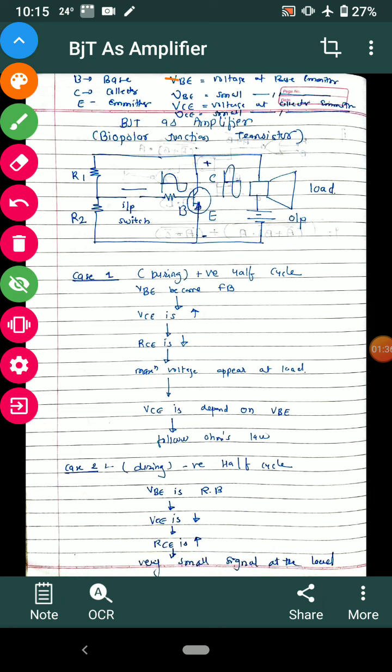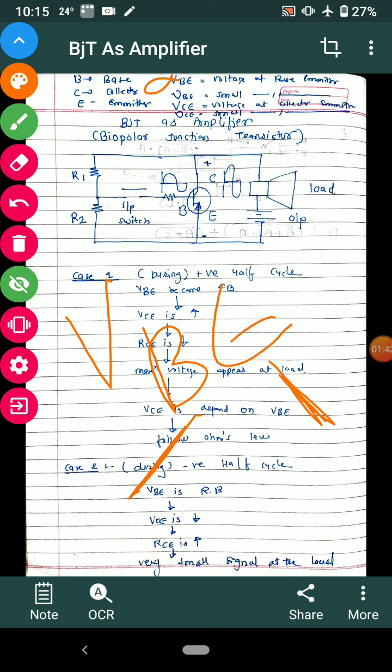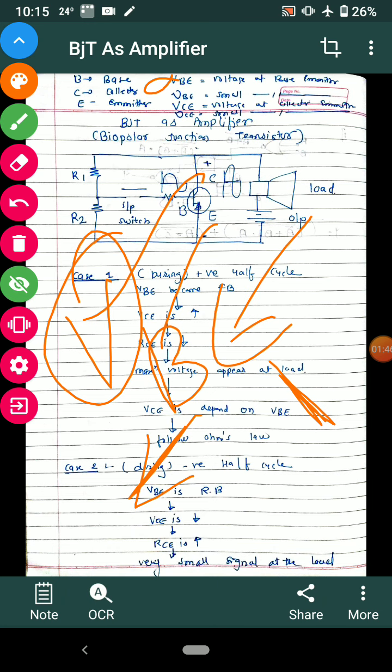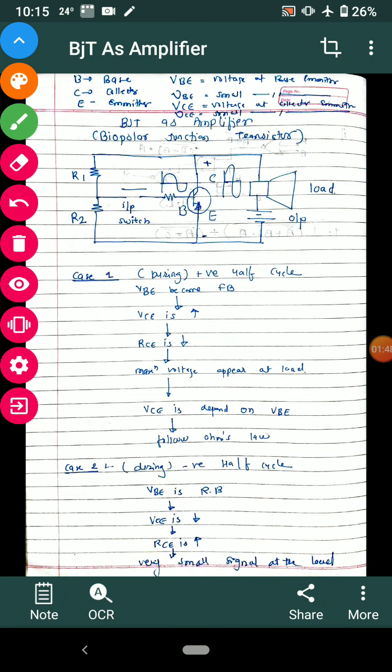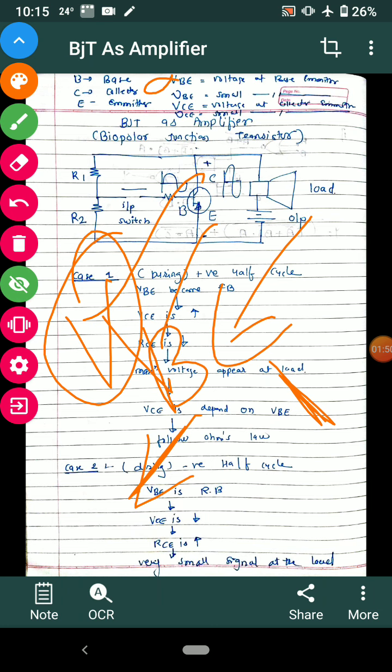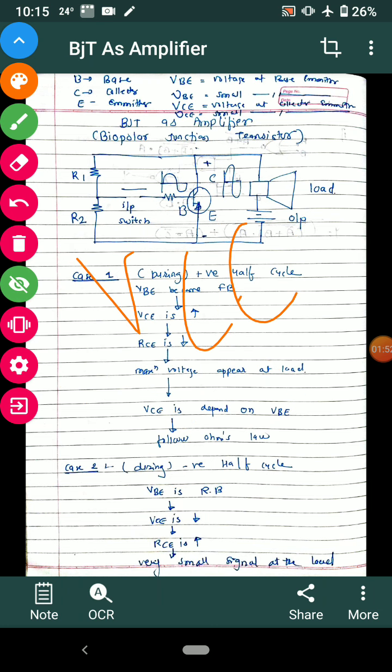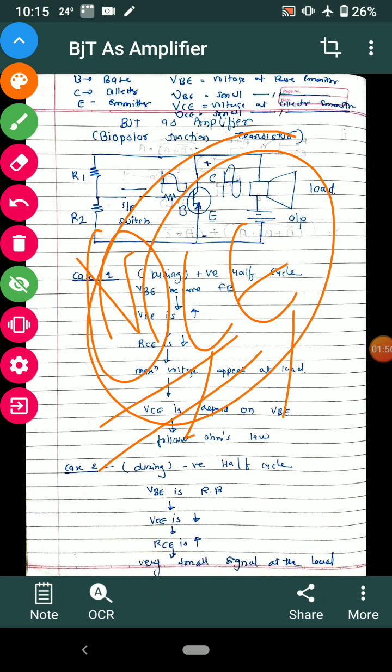V means voltage, B means base, E means emitter: voltage across base-emitter. This is VBE. Also VCE is the voltage across collector and emitter.